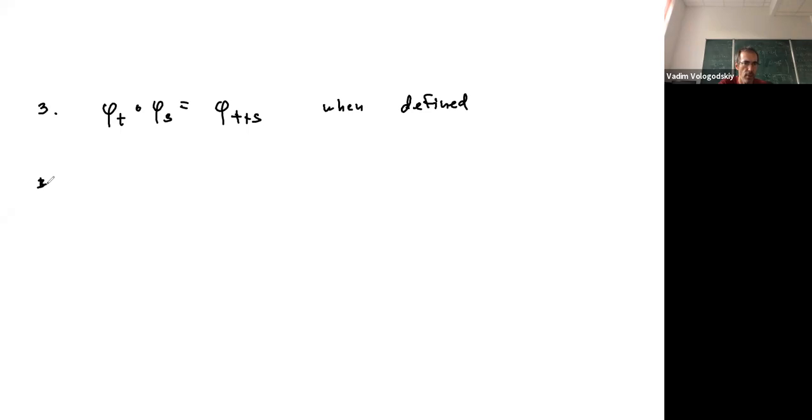And the last property is that if M is compact, then U is M times R. So in this case, you actually get a one parameter group of diffeomorphisms. So it's defined for a situation as nice as you can hope for.